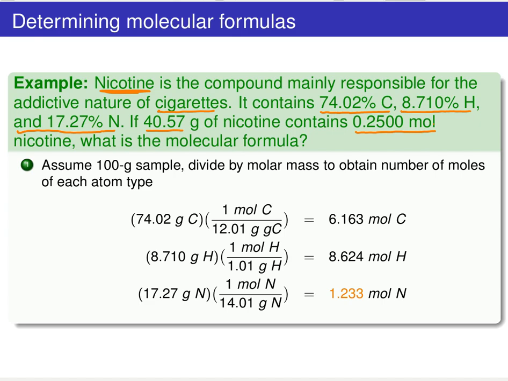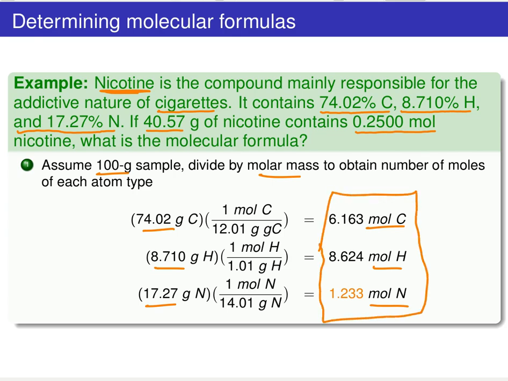So what we're going to do is assume a 100 gram sample. By assuming that 100 gram sample, we're allowed to directly copy down those percentages as gram quantities. Then we're going to divide by the molar mass. Dividing by the molar mass, of course, gives us the number of moles of each one of these different atom types. Okay, then as you remember, when we're writing out this ratio, this is the ratio of the different atom types present in this nicotine molecule.